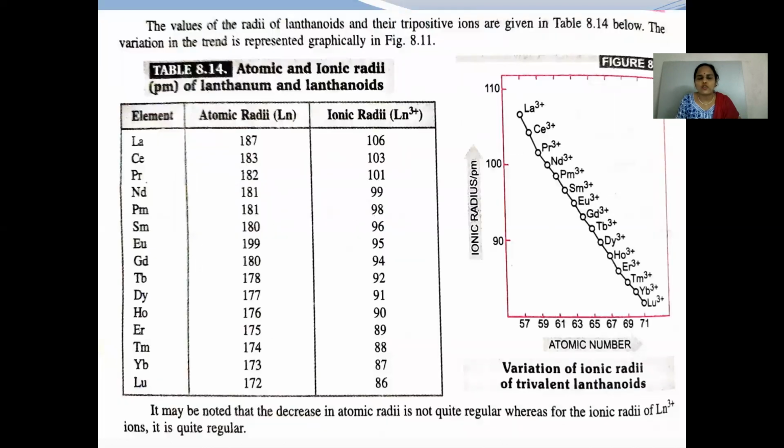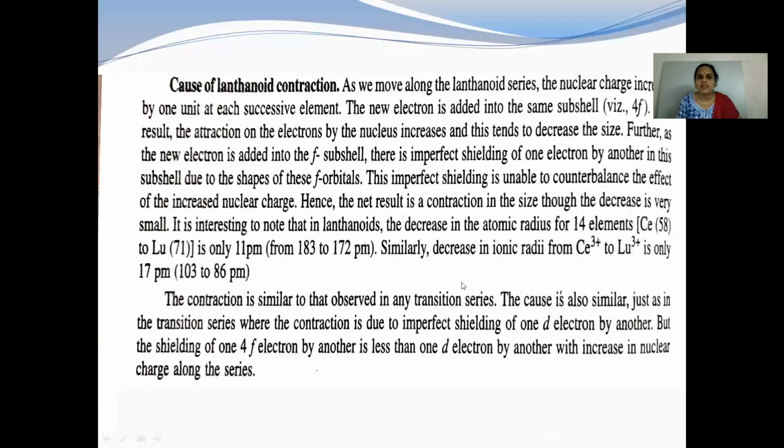So I'll show you here. You can see this ionic radius versus atomic number, and you can see as the atomic number is increasing, there is decrease in the ionic radius, and this is called lanthanoid contraction. You can see here also in the table, the atomic radii and the ionic radii are decreasing with increase in atomic number. Let us come to the cause of lanthanoid contraction.